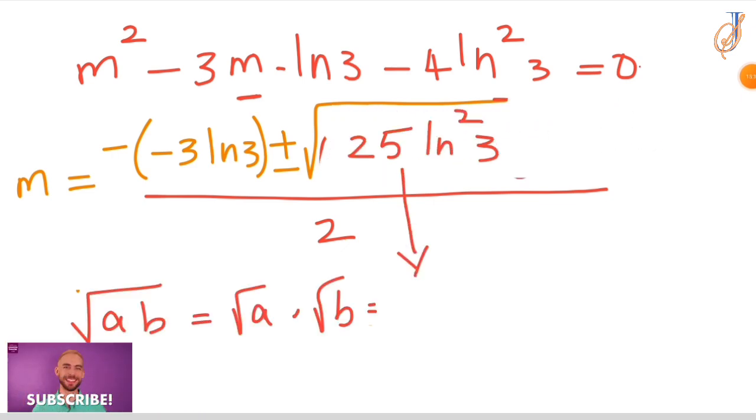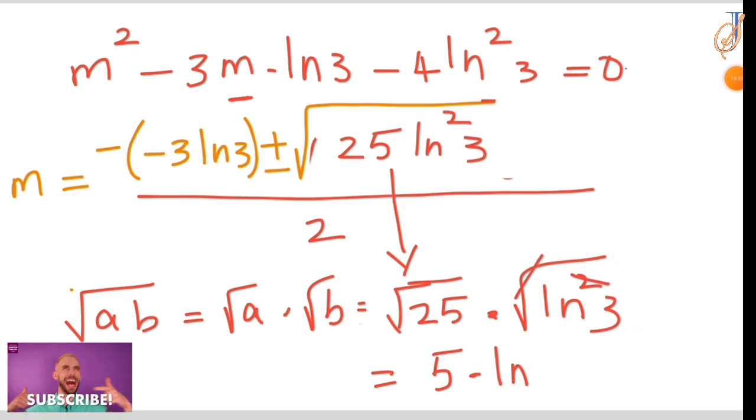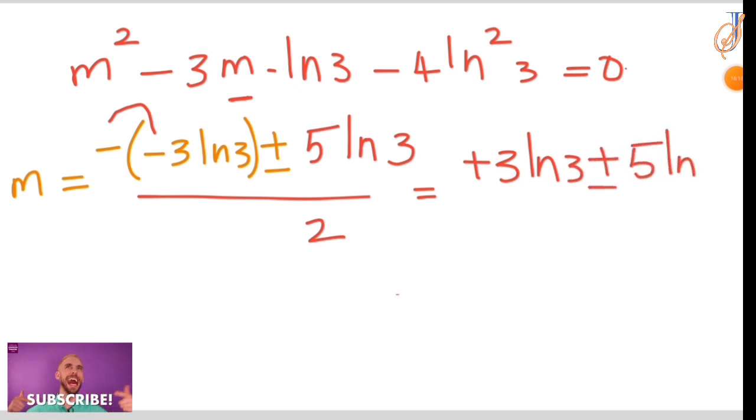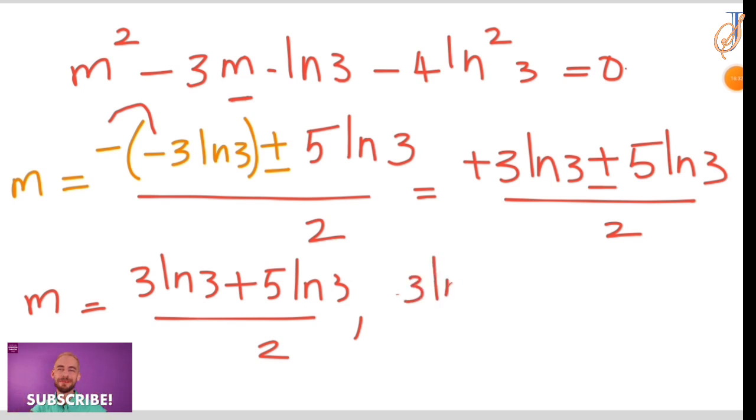If you write this expression, we get the square root of 25 times the square root of ln square 3. The square root of 25 is 5, and the square and square root cancel, so you get ln 3 only. So 5 times ln 3, and here minus of minus is plus, so 3 ln 3 plus or minus 5 ln 3 over 2. So the m values are 3 ln 3 plus 5 ln 3 over 2, that is one value, and another value is 3 ln 3 minus 5 ln 3 over 2.